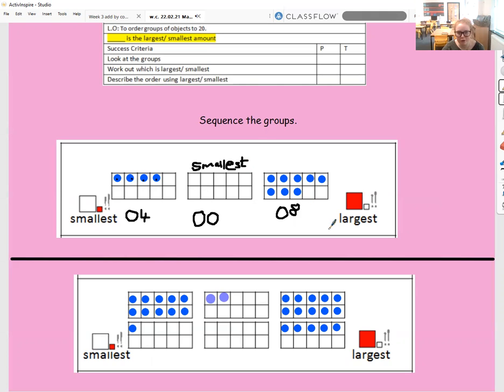Now I want to know which is my greatest amount, my largest amount. Which is my largest amount? Well, I know that 8 ones is larger than 4 ones, and I can see here that there are more counters here than there are here. So this is my largest amount.